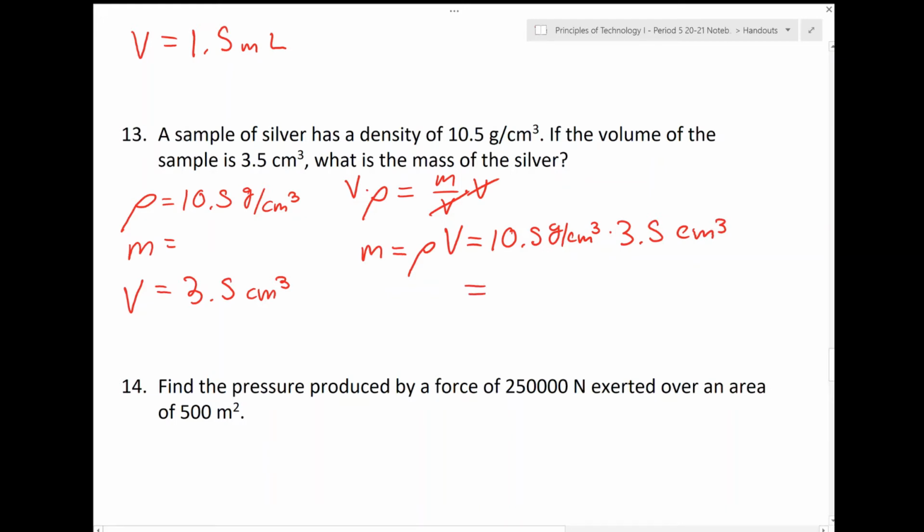When we multiply these, we get 36.75 grams, because the cubic centimeters in the denominator of the density cancels out with the cubic centimeters for the volume. So we get 36.75 grams of mass.